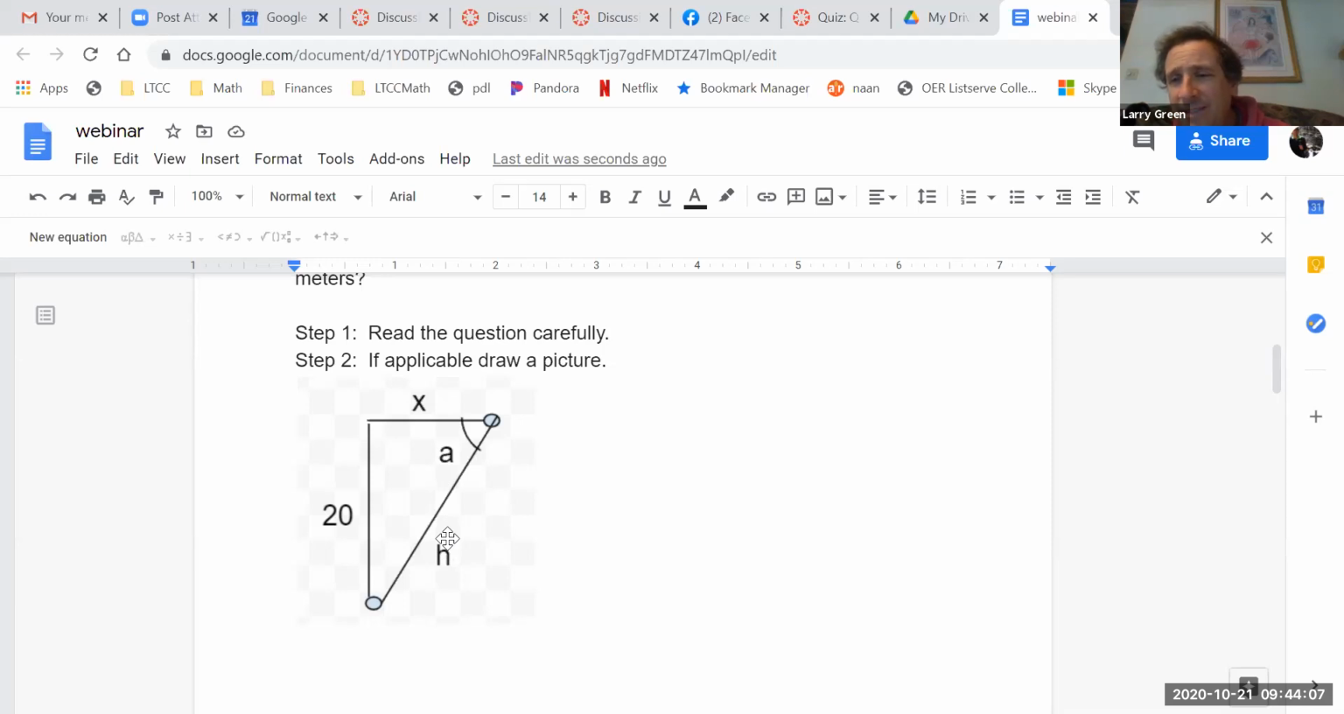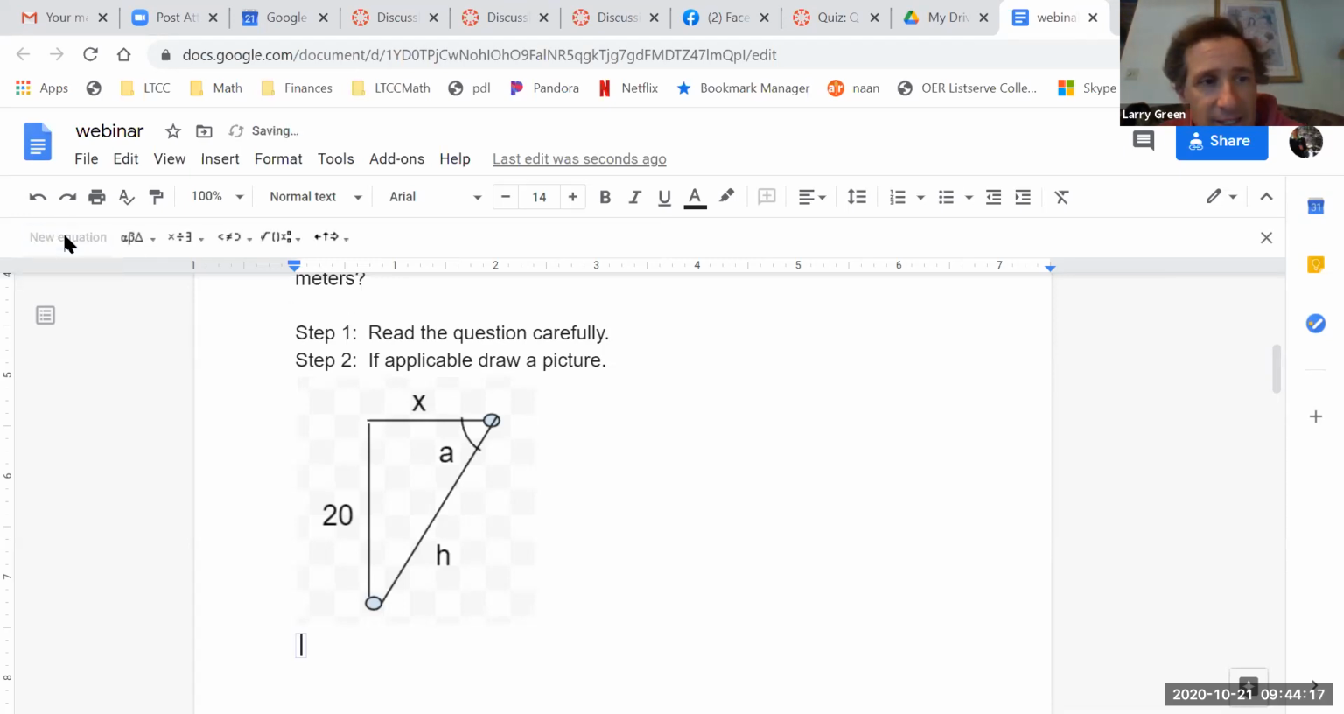Was that too much without writing, or did you follow that? Too much without writing? Okay, that happens sometimes. But let me do it next to the picture because I think it's easier. So X equals 10, that's given. H equals the square root using the Pythagorean theorem of 20 squared plus 10 squared.